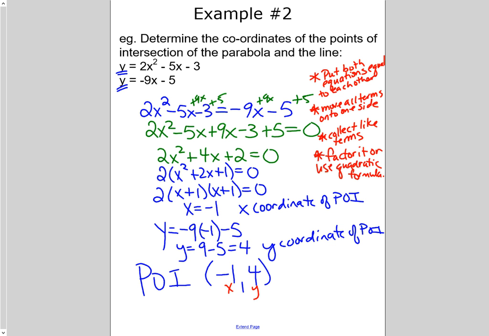But here's our method. We're going to put both equations equal to each other, and then we're going to move all our terms onto one side, collect like terms, and then factor it, or use the quadratic formula. That will give you the x coordinate of your point of intersection. And then from there, you want to put that number back into one of your two equations in order to get the y coordinate of your point of intersection.